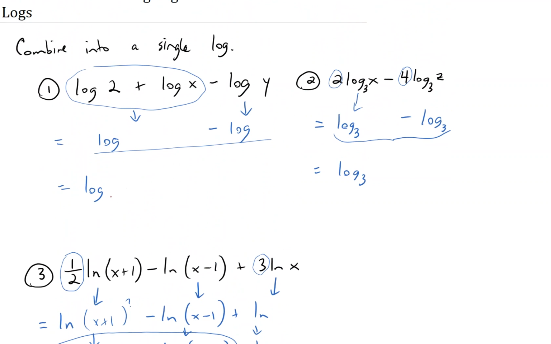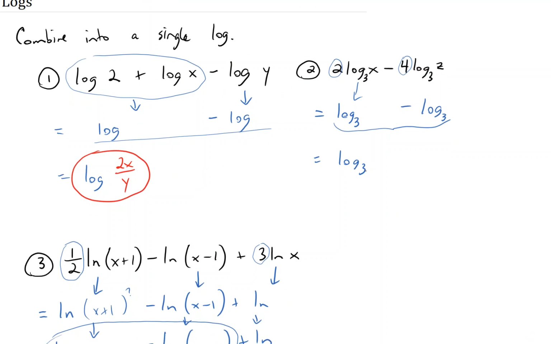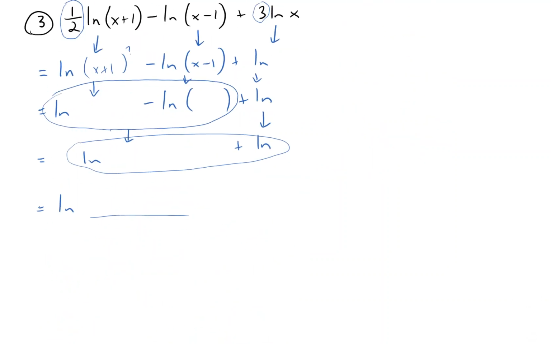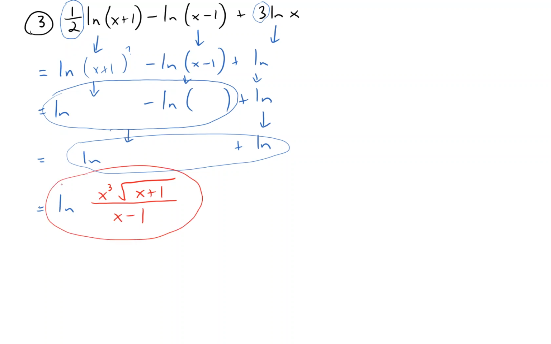The answer to the first one is log of 2x over y. The second one is log base 3 of x squared over z to the 4th. And the last one is natural log of a fraction, and on top you have x cubed times the square root of x plus 1 all over x minus 1. So natural log of all that.